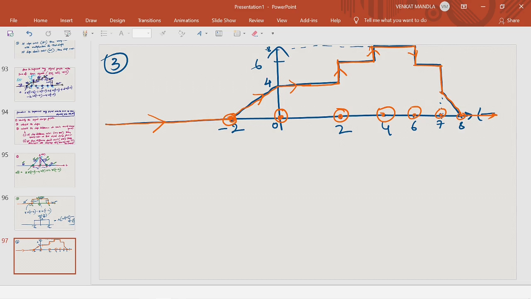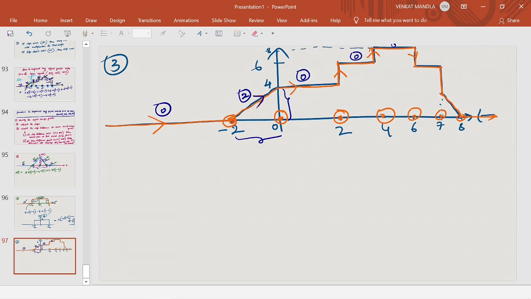Okay, and write the slopes. For this line, the slope is 4 units on the y-axis over 2 units on the x-axis. So y by x, 4 by 2, is 2, and it is an increasing signal. So this is an increasing signal, that's why plus 2. This is a horizontal line, 0. This is a horizontal line, 0. This is also 0.